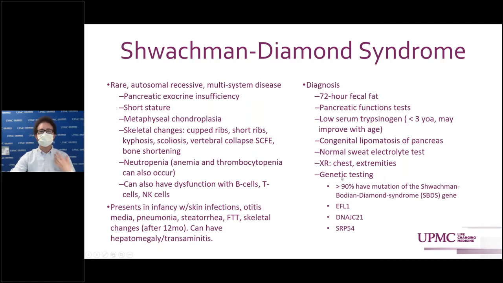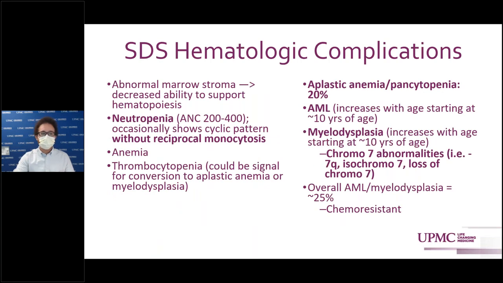And then specific testing, you can do genetic testing for most notably this SBDS gene in approximately greater than 90% of these patients. So hematologic, this is an abnormality of the marrow structure. So it really is an abnormality in that first picture that I showed you of the support system that helped develop all the blood cells.